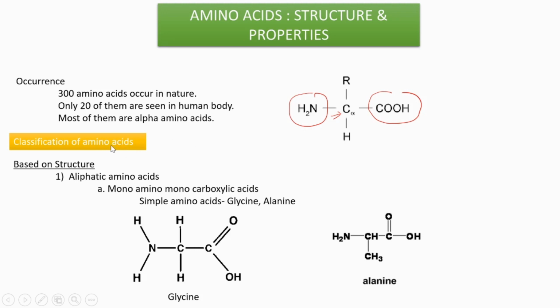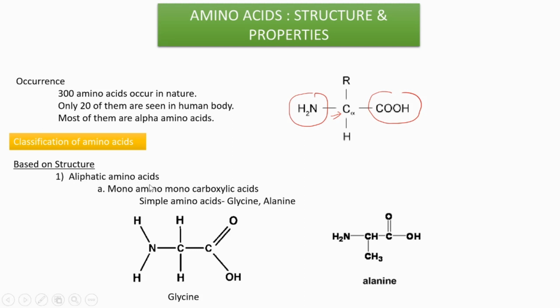Amino acids are classified based on so many attributes. First is based on its structure. And based on the structure itself, so many sub-classifications are there. First is aliphatic amino acids. Aliphatic means open chain, not in the form of a ring. That type of amino acid.